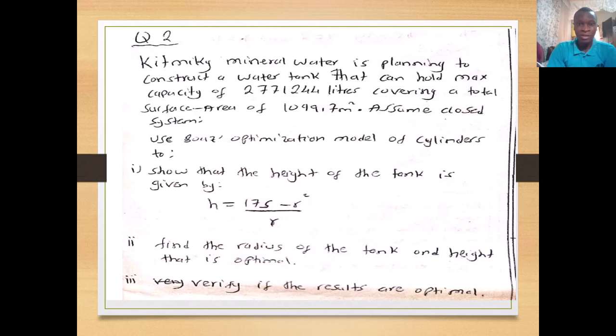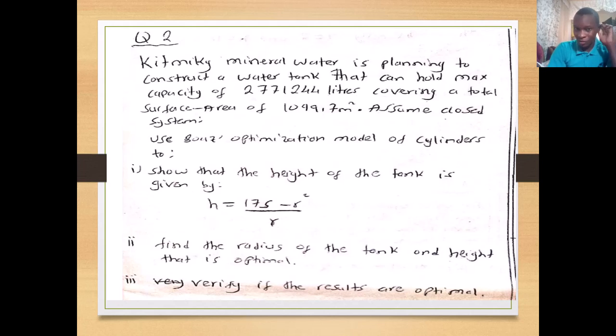Roman 1. Show that the height of the tank is given by h equals (175 minus pi r squared) over r. Roman 2. Find the radius of the tank and the height that is optimal. Then Roman 3. Verify if the results are optimal.